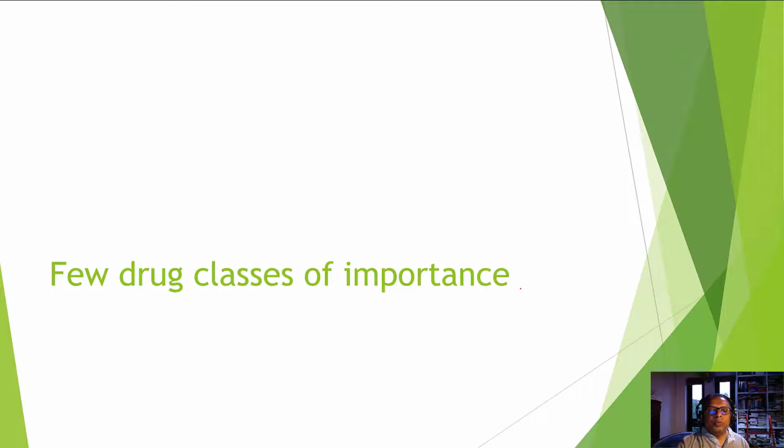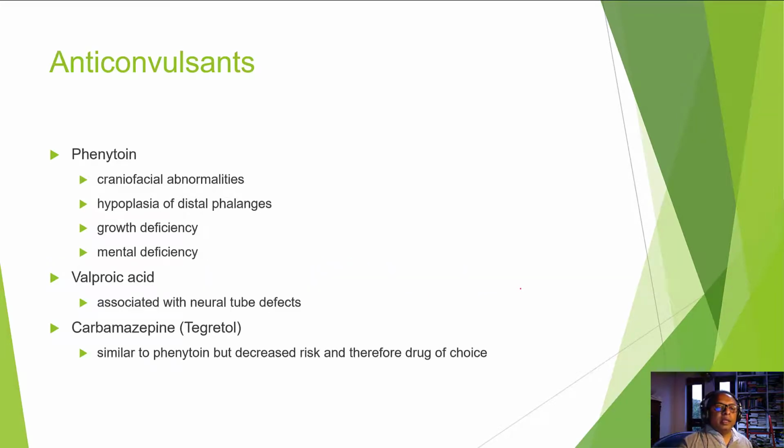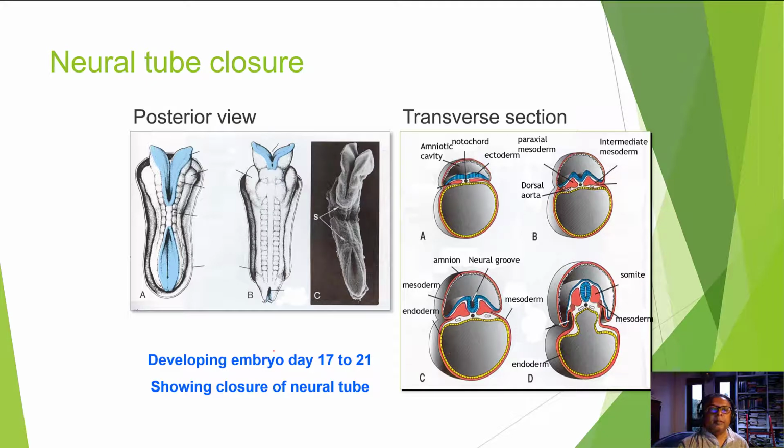Now we'll go into a few drug classes of certain importance like anticonvulsants. So phenytoin can cause, if you are using them, craniofacial abnormalities, hypoplasia of the distal phalanges, growth deficiencies, mental deficiencies. Valproate is associated with neural tube defects, facial defects. Carbamazepine is again like phenytoin, but generally considered as having a decreased risk compared to others. So generally it is considered as a drug of choice with regard to antiepileptics.